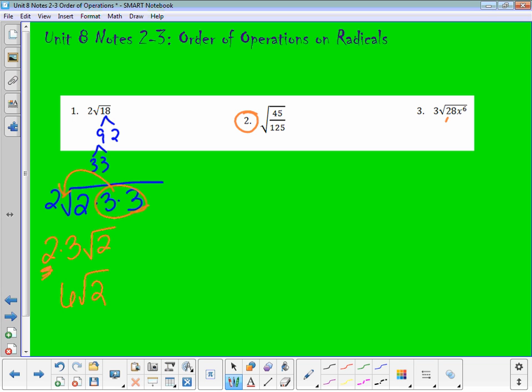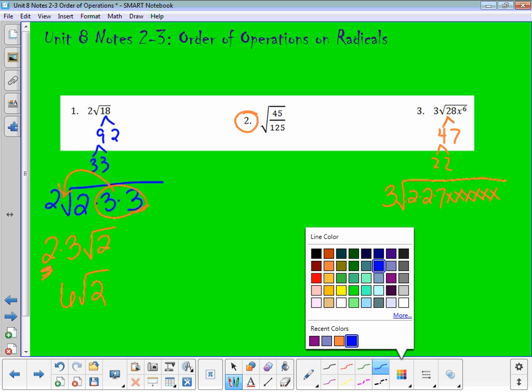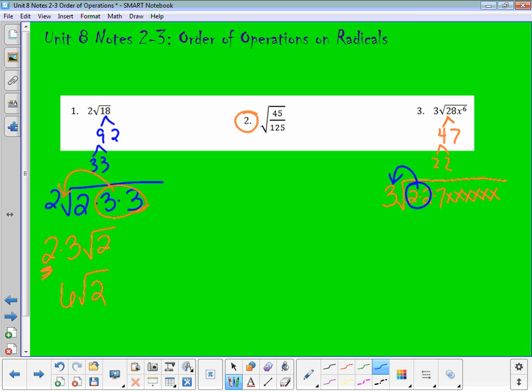For number 3, we're going to break 28 down to 4 and 7, 2 and 2. So then we have 3, and then under the square root, we have 2 times 7, and then I have 6 x's. Okay, so I'm going to go ahead and find my pairs. I'm going to pull out a pair of 2's, and then I actually have 3 pairs of x's. So on the outside of that radical, I have 3 times 2. Again, don't forget that original number right there. And then I have 3 x's, and left underneath the radical, I have 7.